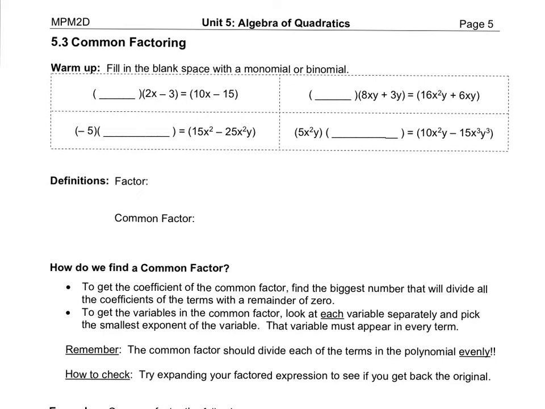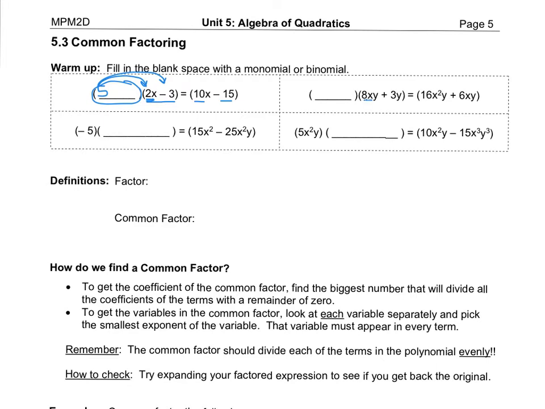So the question with the first one is, what is it that we're going to put in as the blank so that when we multiply it by 2x minus 3, we're going to get an answer of 10x minus 15? Well, to make a 2x into a 10x, I would have to use a 5. So I'm going to need a 5 here. So 5 times 2x gives us our 10x, and 5 times negative 3 is what gives us our negative 15. So this has a common factor that's a monomial of 5.